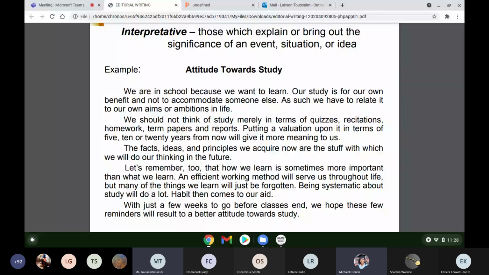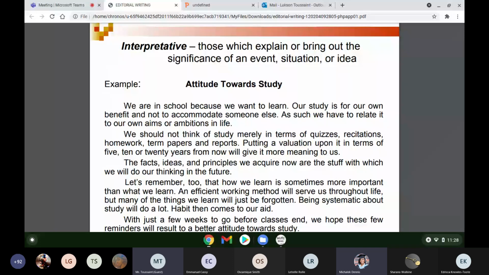So we have the example of this editorial, which is about an attitude towards study. It says we are in school because we want to learn. Our study is for our own benefit and not to accommodate someone else. As such, we have to relate it to our own aims or ambitions in life. We should not think of study merely in terms of quizzes, recitations, homework, term papers, and reports. Putting evaluation upon it in terms of 5, 10, or 20 years from now will give it more meaning to us. The facts, ideas, and principles we acquire now are the stuff with which we will do our own thinking in the future.